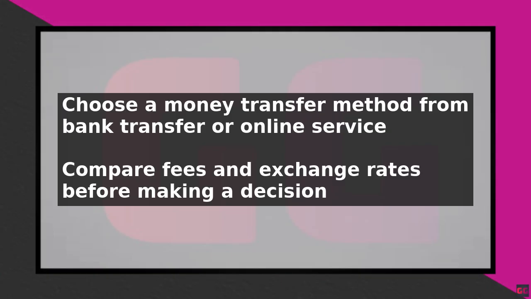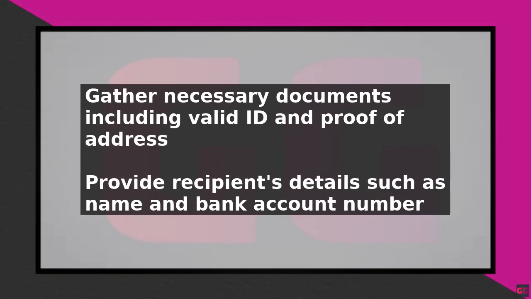Once you have chosen a method, you will need to gather the necessary documents, including a valid government-issued ID, proof of address, and the recipient's details, such as their name, address, and bank account number. Next, you will need to visit the bank or exchange house in person, or log in to the online money transfer service, and provide the required documents and information.